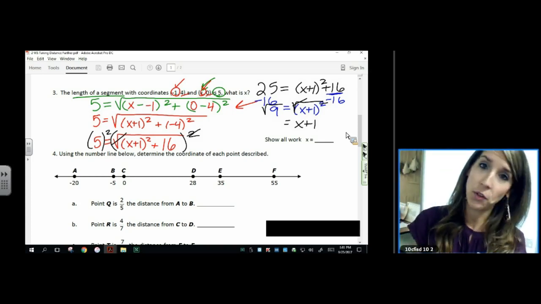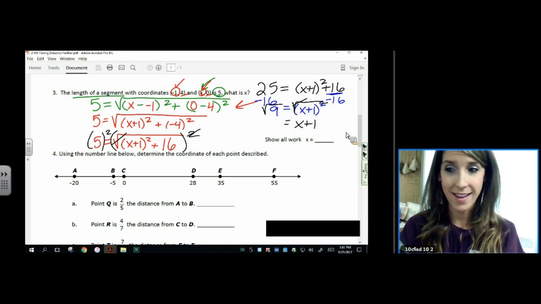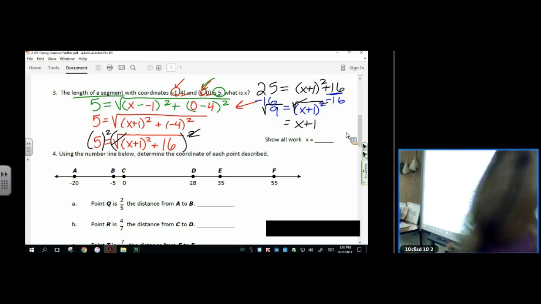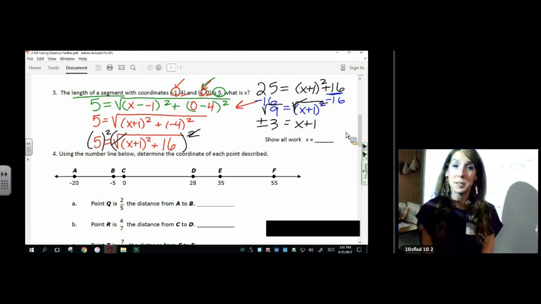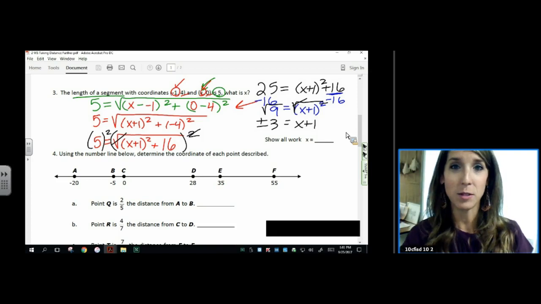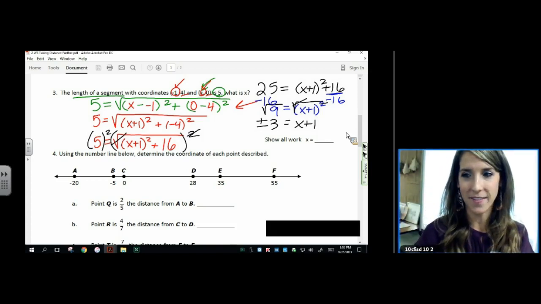Now we have to be careful over here. What's the square root of 9? Don't say 3. It's not just 3. The square root of 9 is plus or minus 3. The square root of 16 is plus or minus 4. The square root of 25 is plus or minus 5.